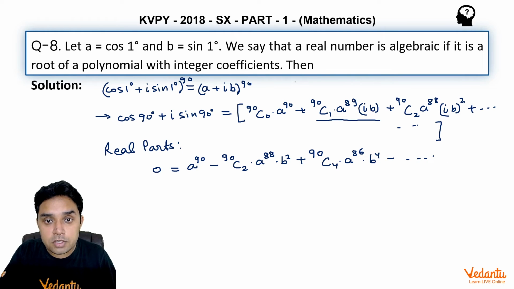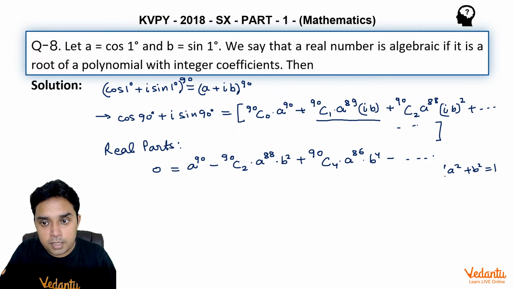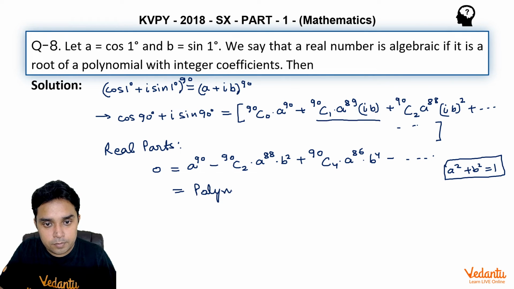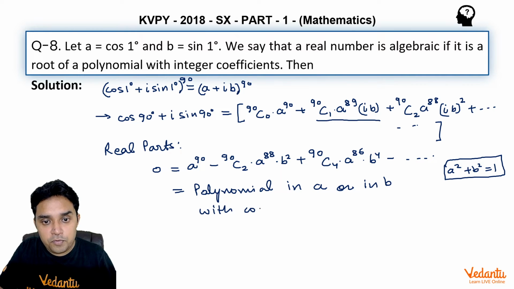Now because A square plus B square is equal to 1, we can convert B square in terms of A square or A square in terms of B square. So the same thing can be written as a polynomial in A or in B. In both cases, with coefficients as integers.